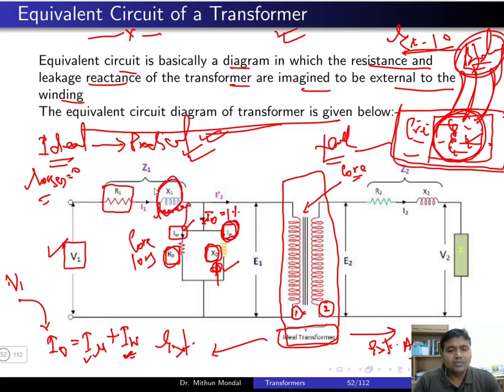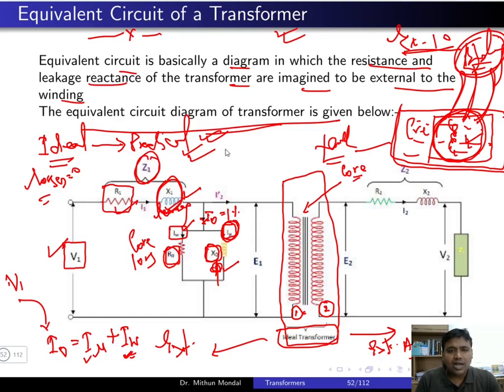So X represents the leakage drop in the transformer, and this leakage is only on the primary side of the transformer. So the total impedance Z1 on the primary side is the sum of R1 plus X1, and these are vector quantities because they are complex in nature.